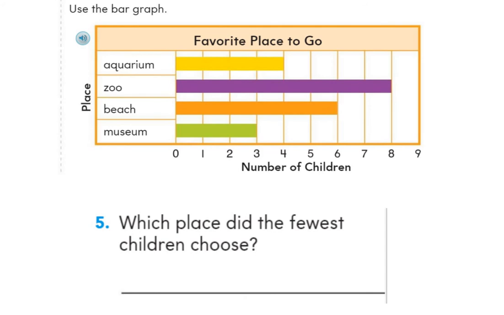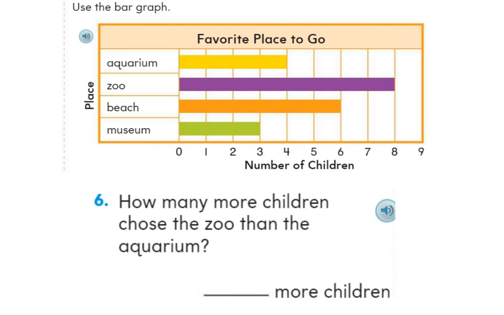Look at the next one. Same graph here. Which place did the fewest children choose? So we have to look for the shortest bar. And that would be here. The green bar is the shortest, and that is what? Yep. The museum.